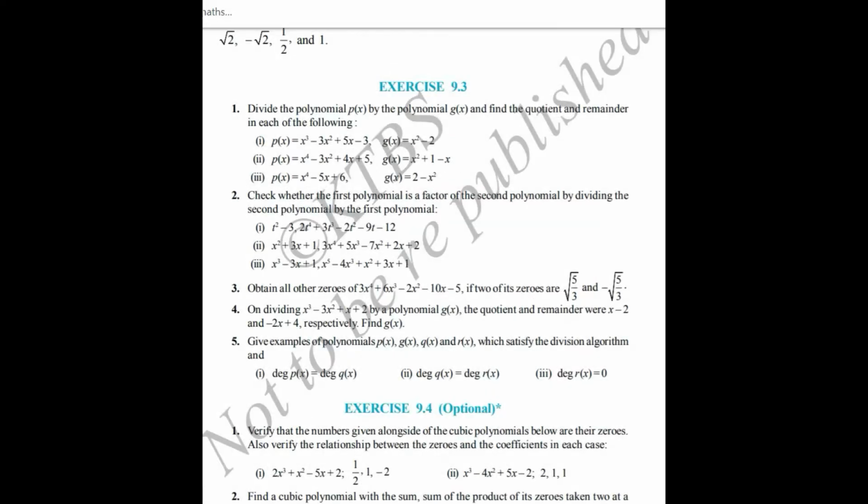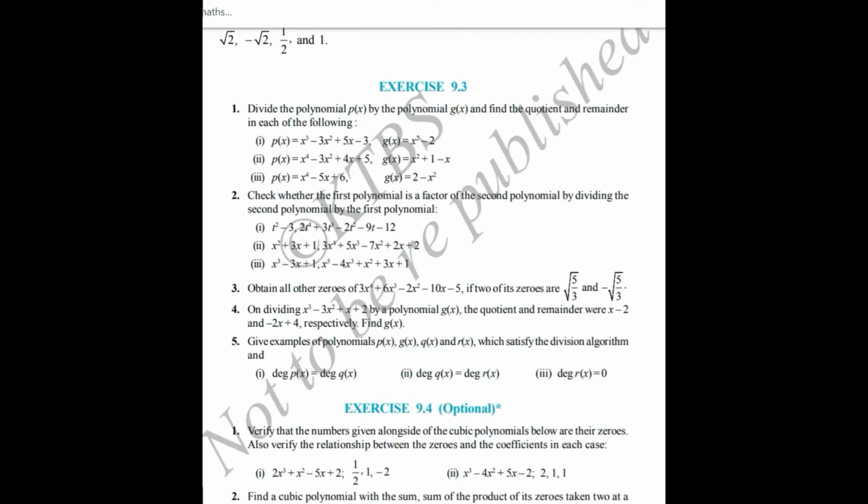So the third question, that is to obtain all the zeros of the given equation if two zeros are already given, has already been done while explaining the division algorithm in the first place. I have explained this particular problem. You can revise or recall this in the previous video.